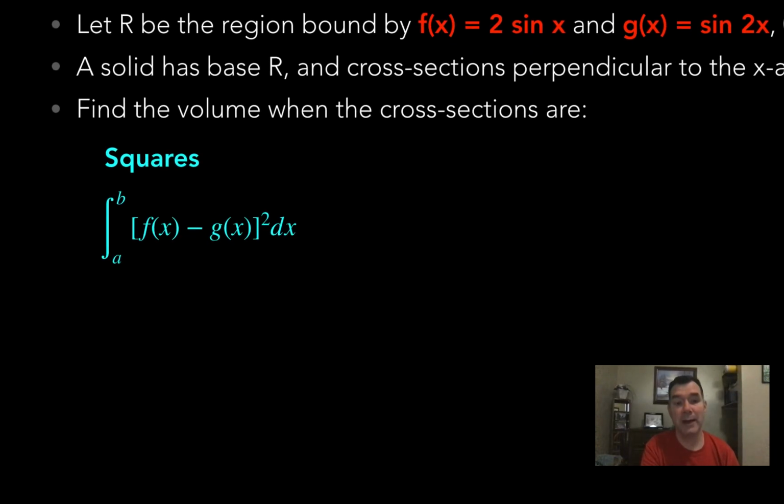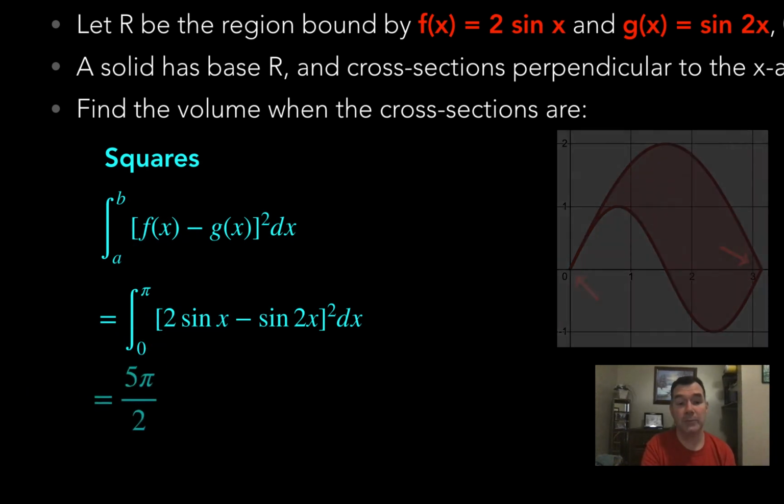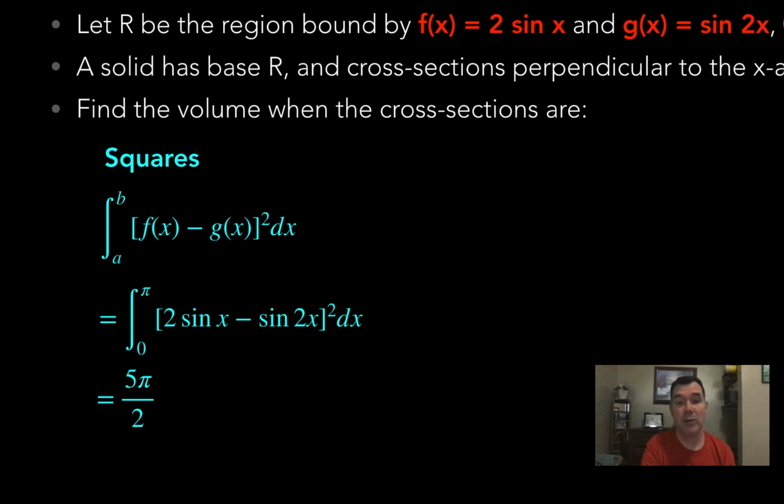So in order to figure out each of those functions, I'm going to have to subtract the two functions. 2 sine x is the function that's the upper function, and g of x is the lower function. So I'm going to plug those in as 2 sine x and sine 2x respectively, and it looks like the region starts at x equals 0 and ends at x equals pi, so those are the endpoints of my integral. If I figure this out, this is 5 pi over 2. So that's going to be the overall volume when I use squares.